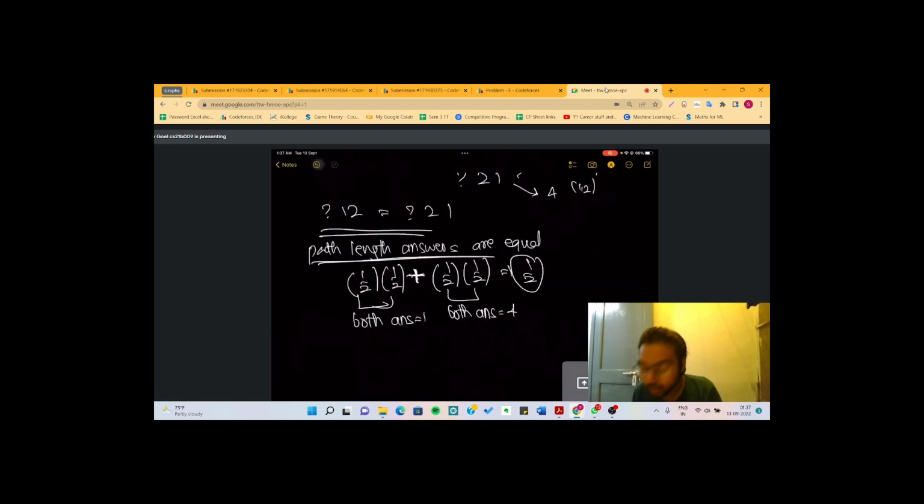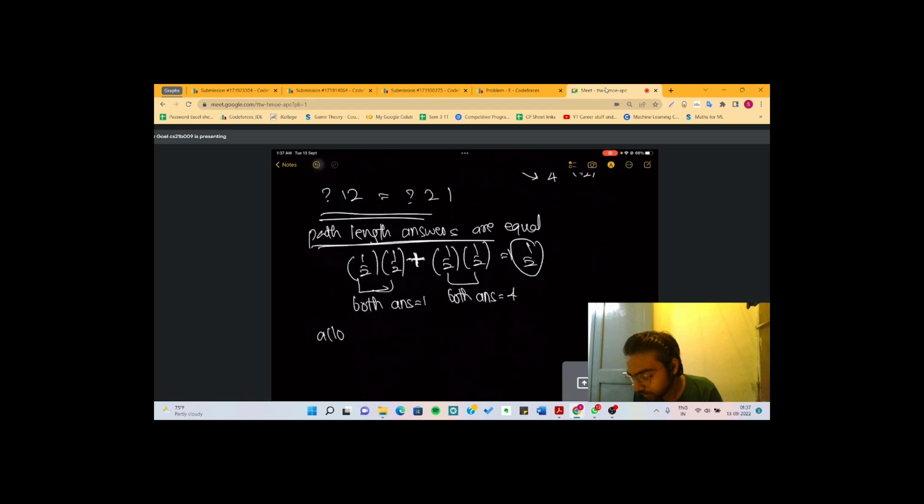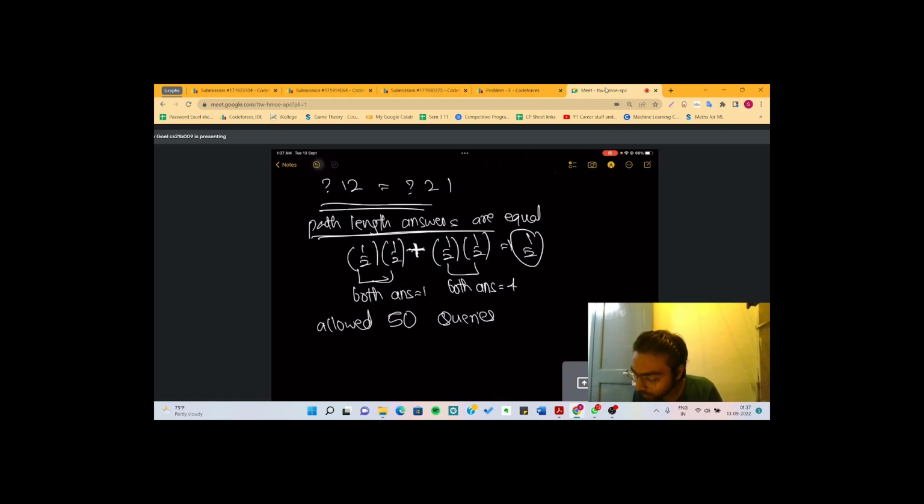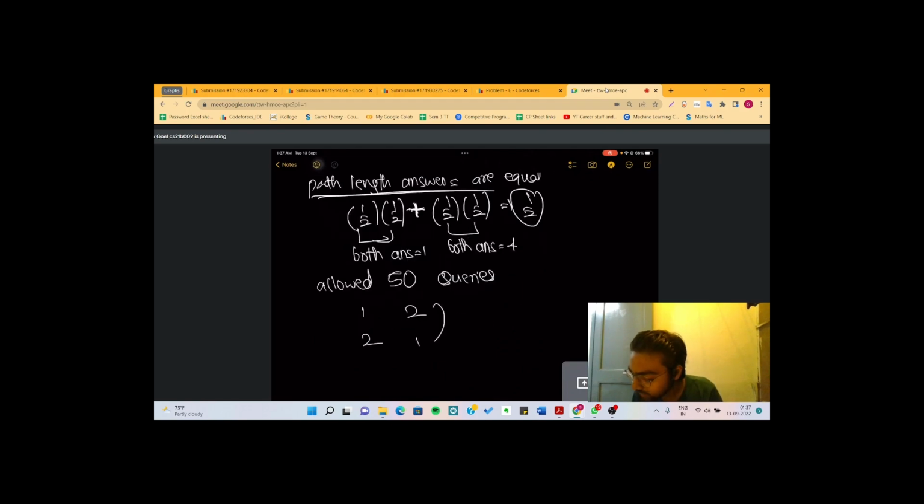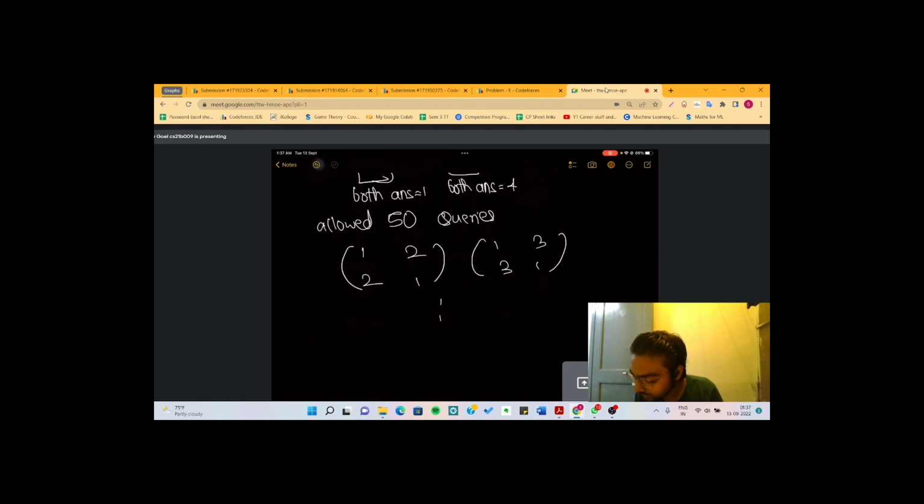Now we are allowed to do 50 queries, right? So what we can do is we can ask 1, 2, 2, 1, we can ask 1, 3, 3, 1, and so on, we can ask 1, 27, 27, 1. So these are 50 queries.